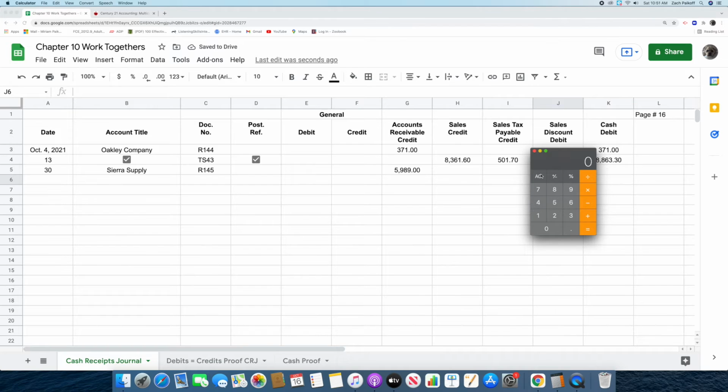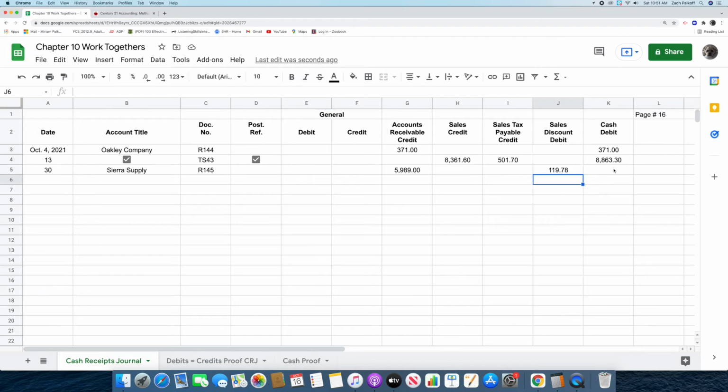Finally, if we take the $5,989 and subtract it from the $119.78, that will give us $5,869.22, and we're going to record that amount in the cash debit column. Okay, so that was the third and final transaction.